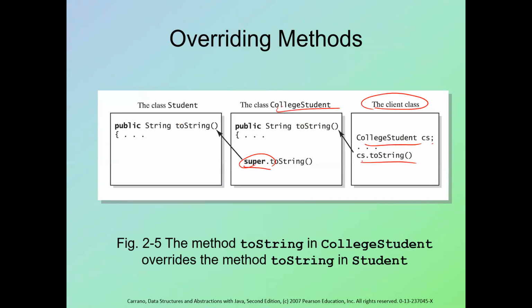No, the overriding takes place in the definition. So the developer who wrote the toString method for the college student overrode the toString method for the student class. The client class is just invoking the toString method for the college student. The client doesn't do any overriding. Overriding is actually set up by the developer of the class when they design it and they decide to make a method that has the same name as a parent class.